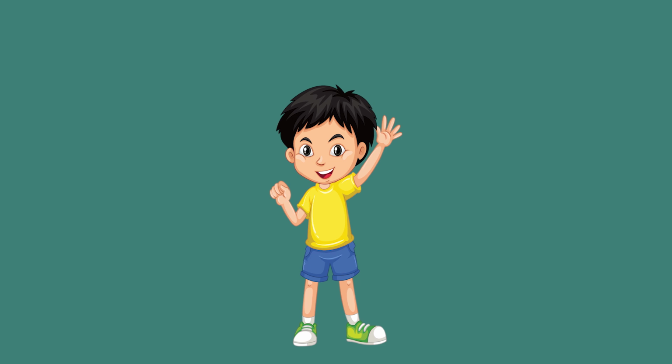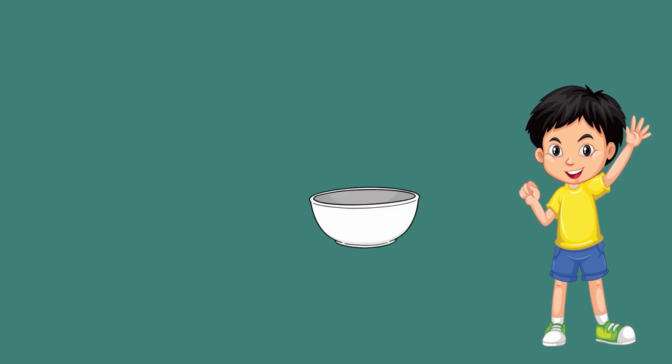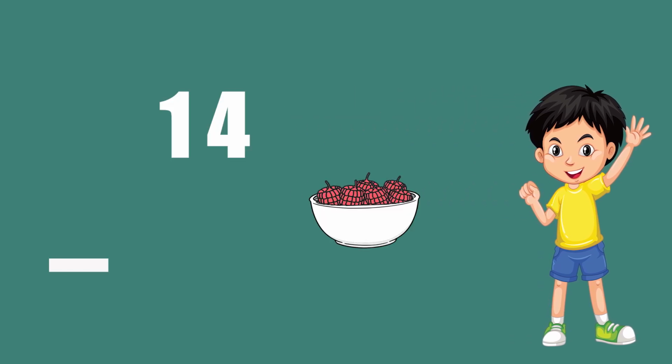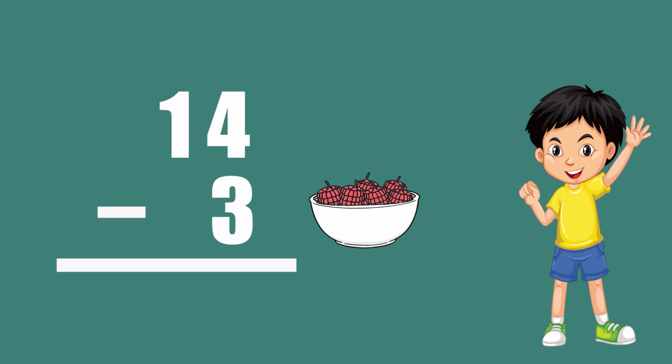You remember Jack in our previous basic subtraction video. Jack had 14 raspberries with him. He just ate 3. So how many raspberries are left?